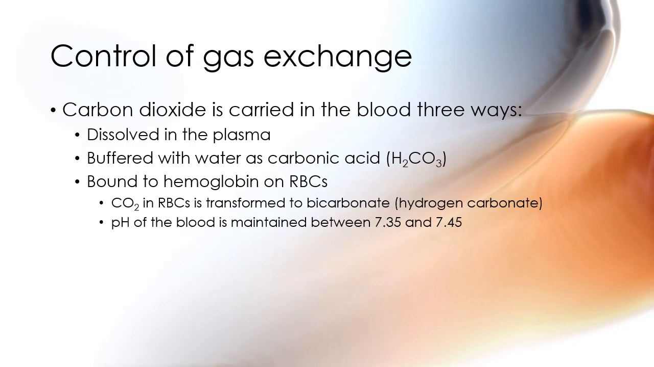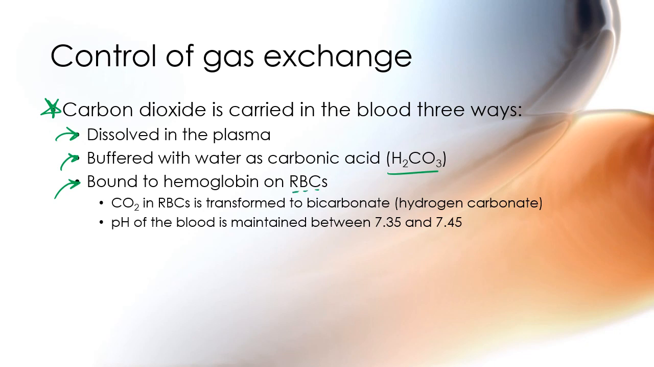So how does our body know how fast or slow to breathe? Well, it's all about the carbon dioxide levels in our blood. Carbon dioxide is carried 3 different ways. It can be simply dissolved in the plasma of the blood, so we do have some CO2 bubbles in our blood plasma. It could also combine with water to form carbonic acid, H2CO3. We can also bind the CO2 to hemoglobin on the red blood cells.